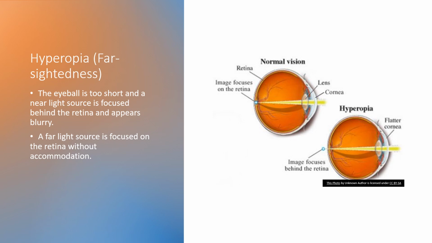Again, farsightedness is a refractive error that makes nearby objects look blurry. It happens when the shape of the eye makes light focus behind the retina instead of on it. In this case, the eyeball is either too short or the lens is too weak. And the image, instead of being focused in front of the retina, it's now going to be focused behind the retina, which causes up-close images to appear blurry. A far light source is focused on the retina without accommodation, and there are a few ways this can be fixed as well.